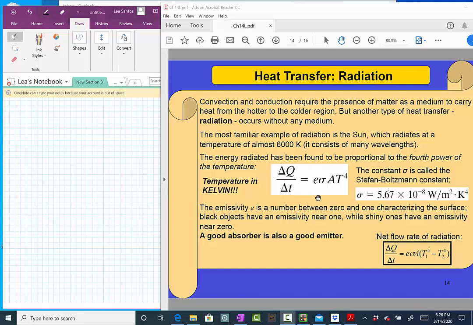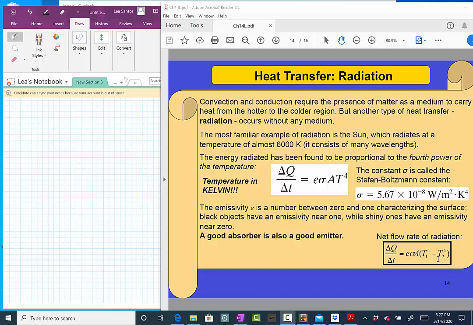Okay, so this equation here is the amount of heat that is going to be radiated by a certain source. But we may ask, what is the net flow? Because the source may be emitting, but it can also be absorbing radiation from its surroundings. So the net flow rate of radiation is whatever the object is emitting, which is this T1 here of the object, minus what it absorbs from its surroundings. So this T2 is the temperature of its surroundings.